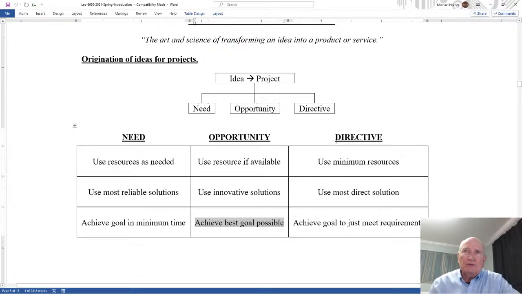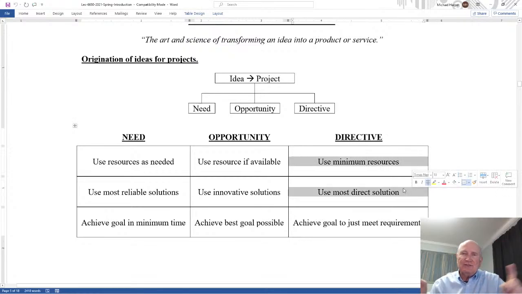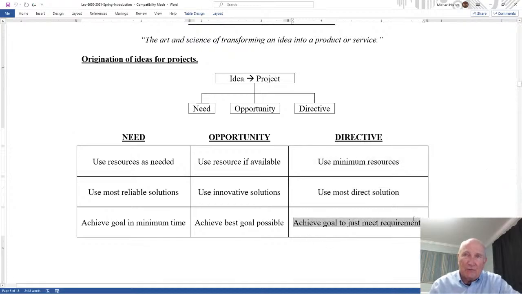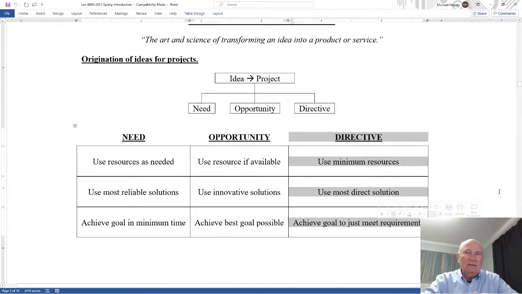Directive. Well, a directive is something you have to do. It's not really needed. You have to do it. So you use minimum resources, the most direct solution. The shortest distance between 2 points is a straight line. Just get it done. Don't question it. Achieve the goal, just meet requirements. It's a directive, and so if it needs to be met, meet it. Meet it as quickly, as efficiently as possible. Okay, and here are 3. I'm sure there are a lot more, but you get the idea.